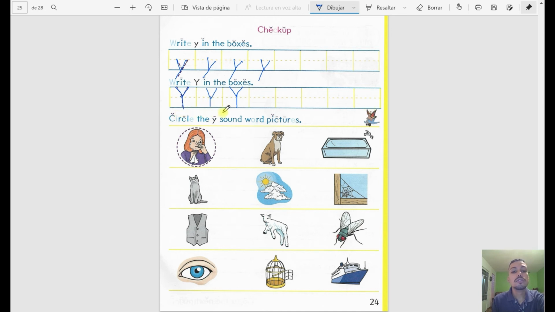Circle the I sound word pictures. Tengo que buscar el sonido I, como este que ya está, ¿verdad? Por eso está circulado y tenemos que trazarlo porque es cry. And cry has the sound I, tiene el sonido I, por eso es que ya está precirculado.